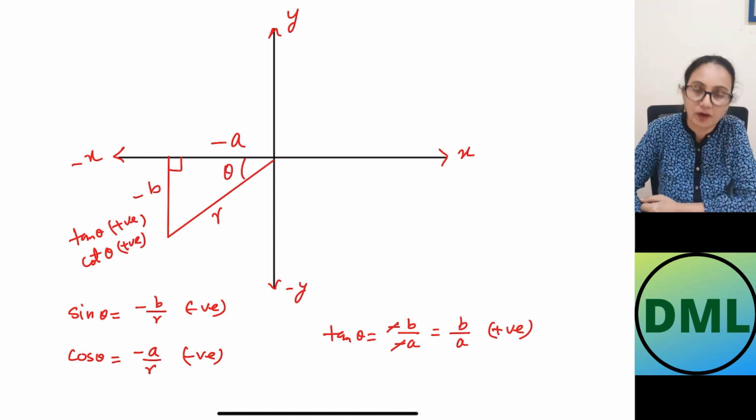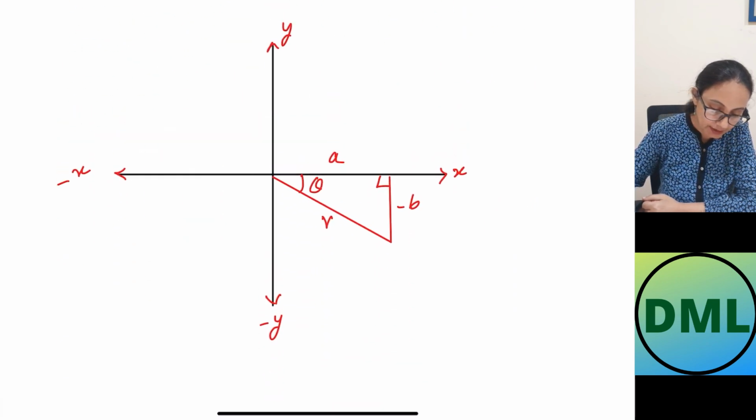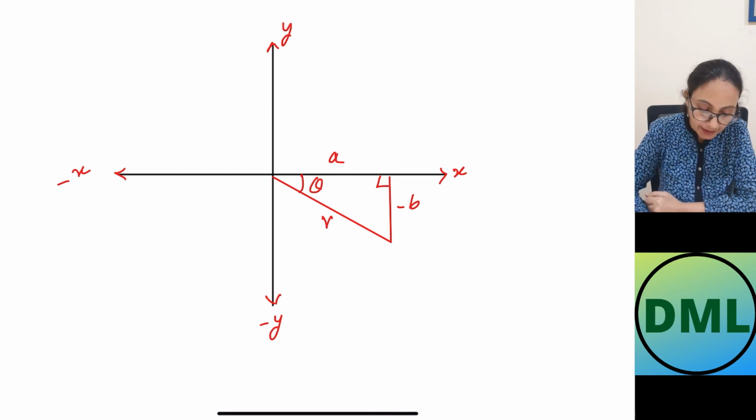Now let's see all the signs in the fourth quadrant. As you can see, I drew the triangle in the fourth quadrant and you are going in the positive direction of the x-axis. So this is A. You are going in the negative direction of the y-axis, so that will be minus B, and the hypotenuse R is always positive. This is my angle theta.